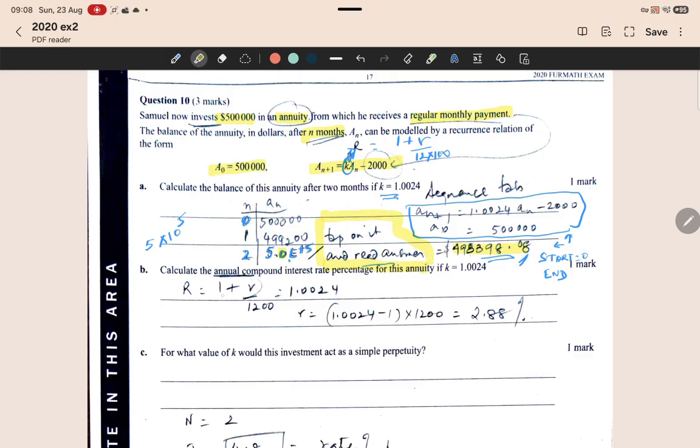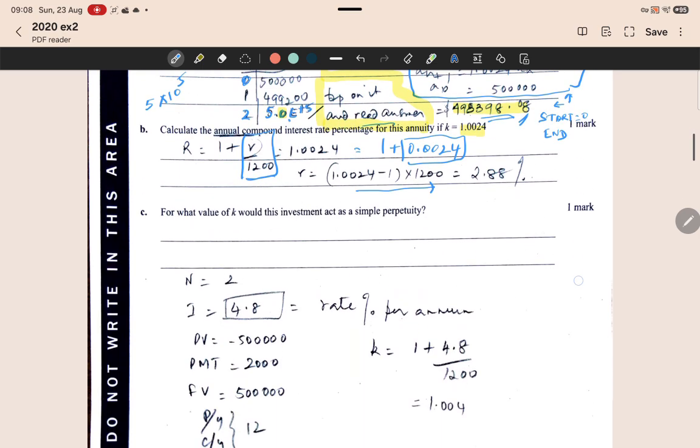Okay, calculate the annual compound rate percentage if K is given to be this. So as I explained in the previous question, this can be written as 1 plus 0.0024, and this is equal to that. So your R value is nothing but 1200 times that, which is equal to this calculation, which gives you 2.88% as your annual rate per annum.